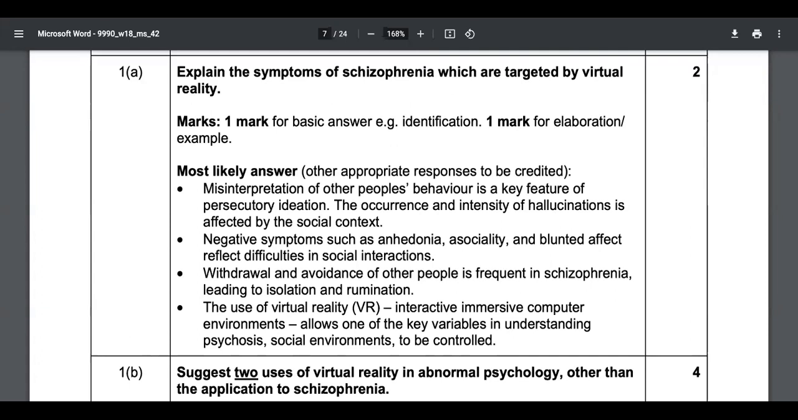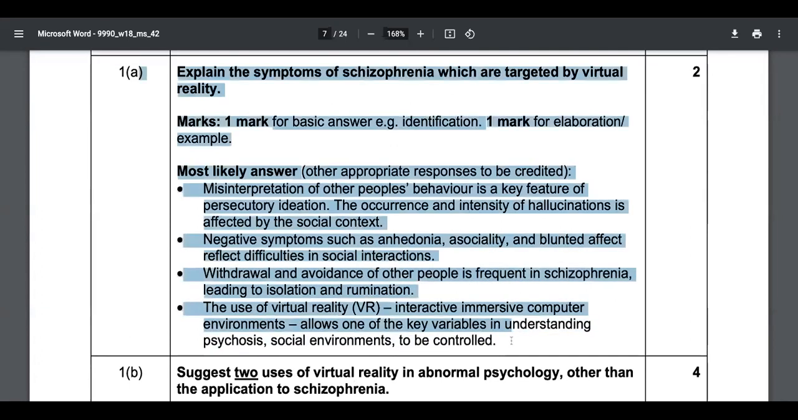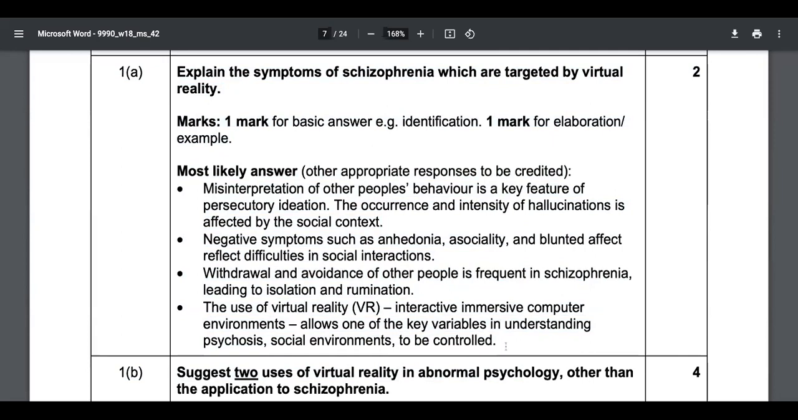Why am I showing you this specific answer? Because this answer is not very clearly stated in the book. You are picking out a symptom and then relating it to virtual reality. So what I want you to do right now is, if you can, take a snapshot, take a picture, because this is information that you might need and it is not provided in the book.